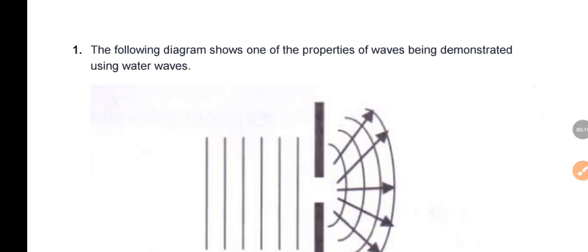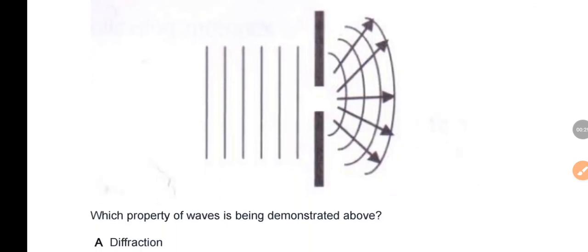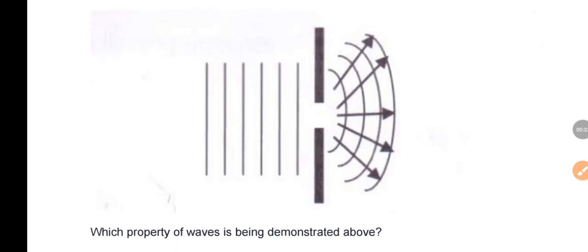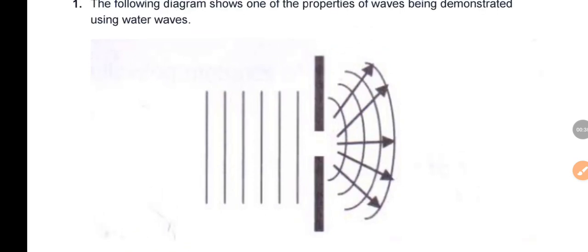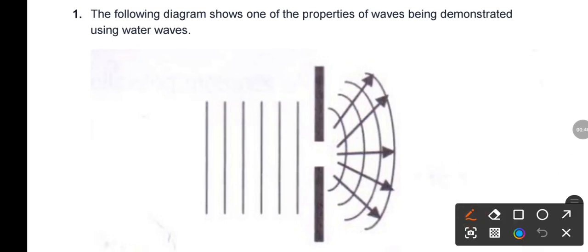The first question says, the following diagram shows one of the properties of waves being demonstrated using water waves. Which property of waves is being demonstrated above? Let us use this question to get to understand the properties that waves have. So, for pure physics 5054, which is our syllabus code, there are about 4 properties that waves have.